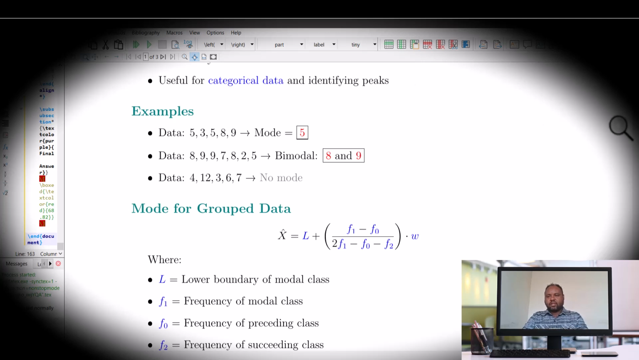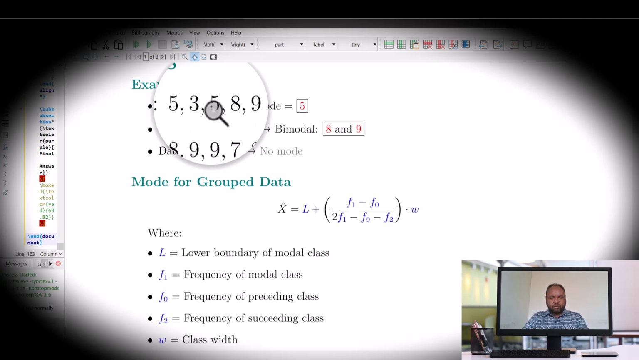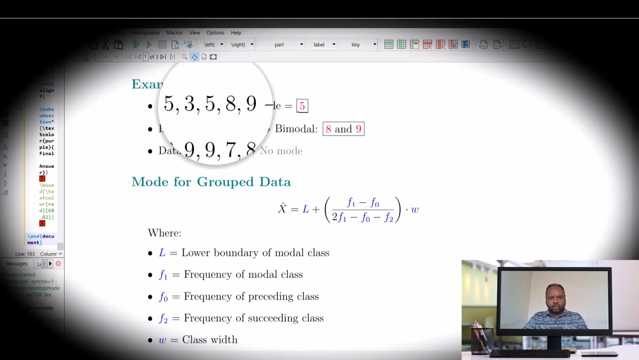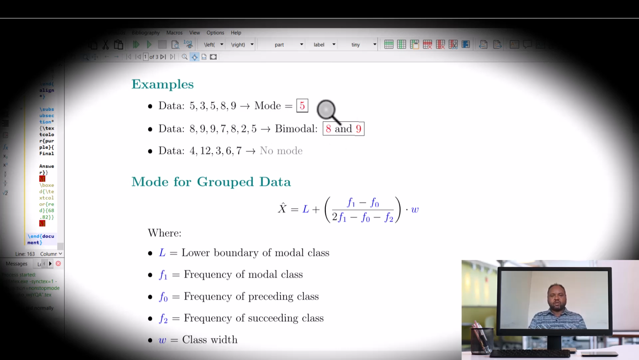So let us see how to compute mode for raw data sets. For example, we have these three data sets. Let us see them one by one. In the first data set, we have 5 observations, in which 5 is repeated twice, while the rest occur once. So here the mode is 5. This data set is known as a unimodal data set because we have only one mode.